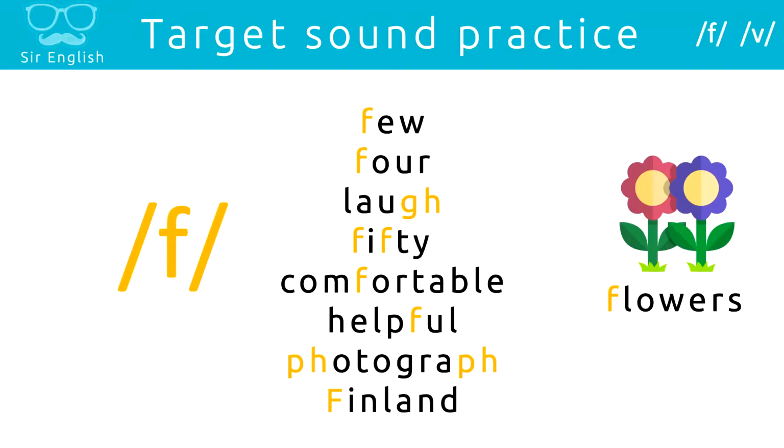Now let's go to the first target sound practice, which is for F, the F sound. Remember, this is unvoiced. Don't use your vocal cords when you produce this sound. Just push air out of your mouth. The bottom lip goes onto the top teeth and you push air. So let's have a look. Listen and repeat after me.